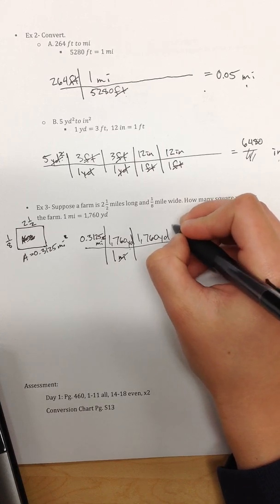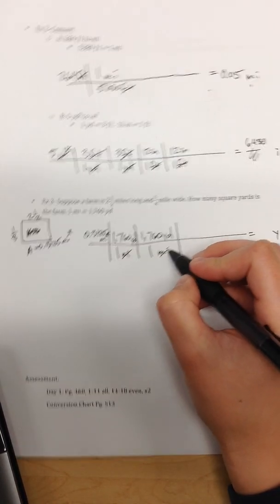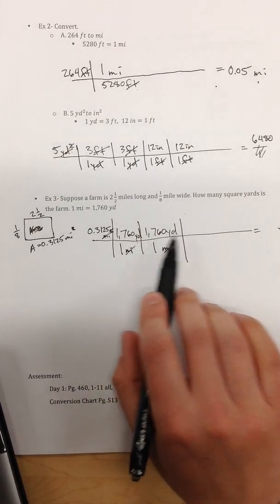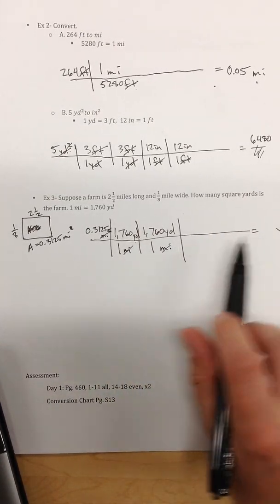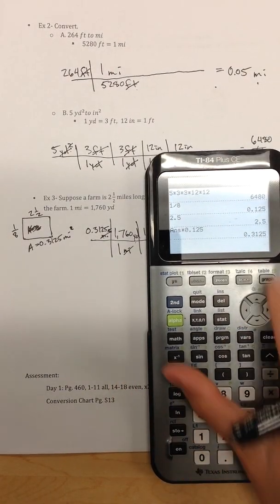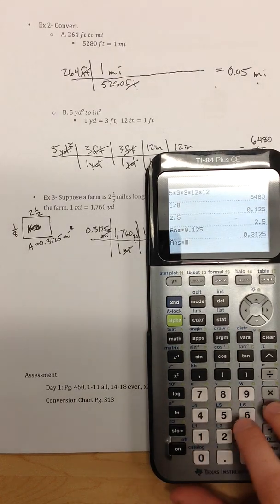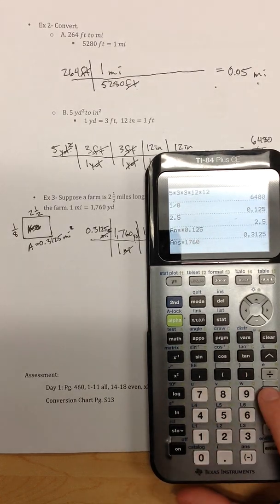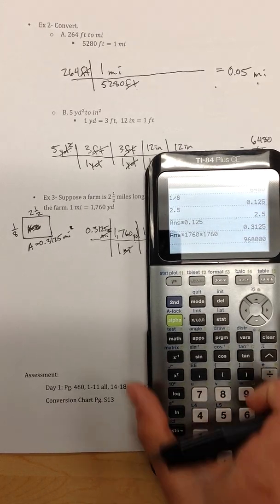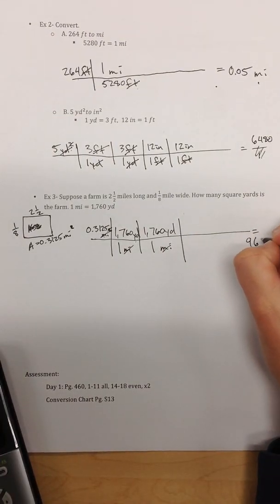1,760 yards is 1 mile. So then my mile label will cancel there. It'll finish off that part there. Now I've got yards times yards, so I'm at yards squared. Then I multiply all those top numbers. So I'm going to do that number I got before, 0.3125 times 1,760, and then times that again, 1,760, and I get 968,000.